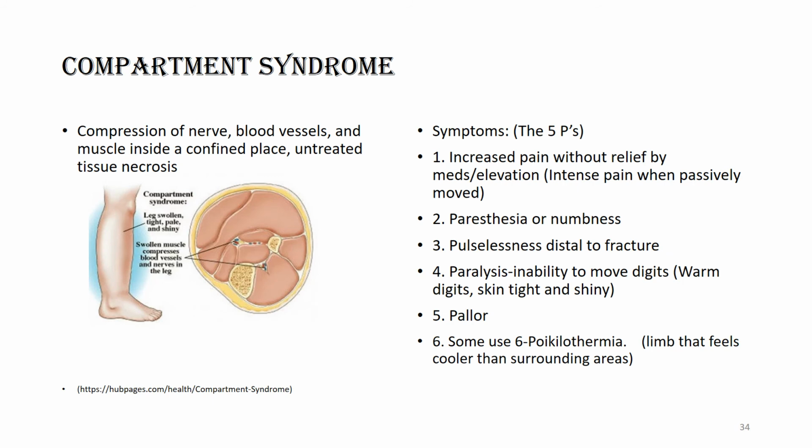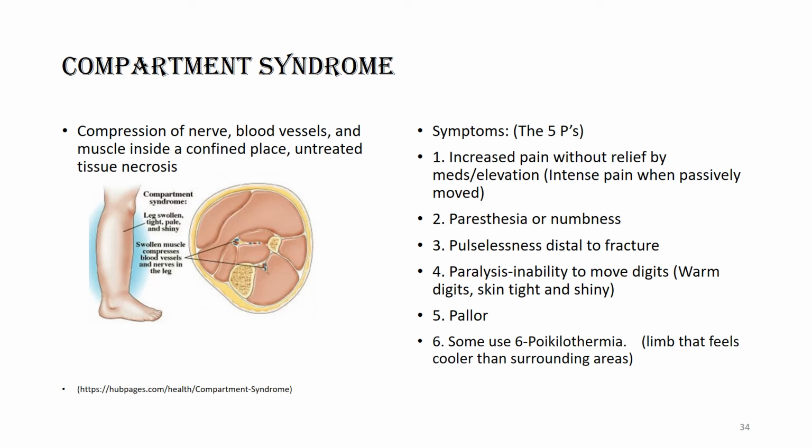I know many of you know about compartment syndrome, and it's where the cast gets so tight it compresses the nerves and blood vessels and muscles. And if it isn't detected pretty quickly, the area could become necrotic. So the symptoms for this are the 5 P's, and some books have 6 P's, and I'll explain that.